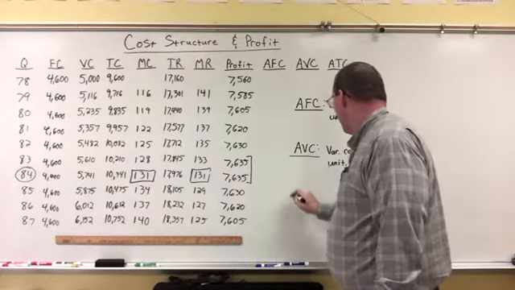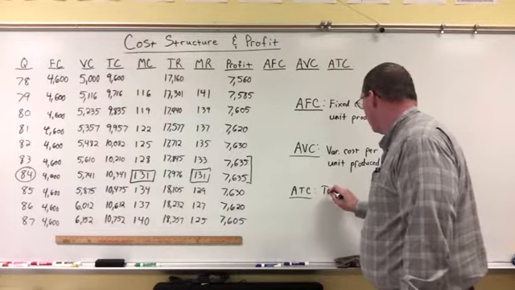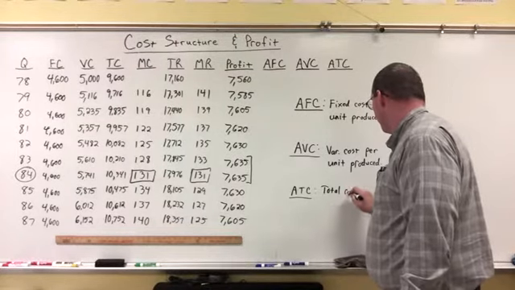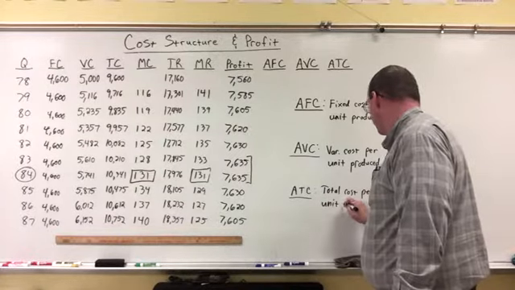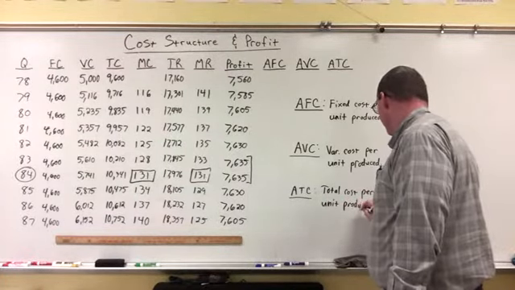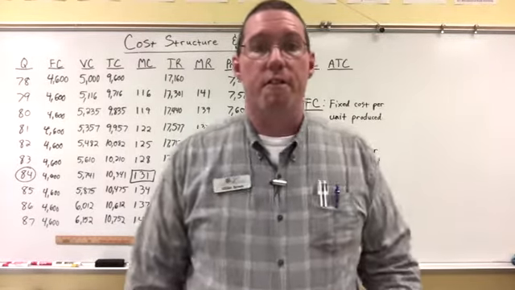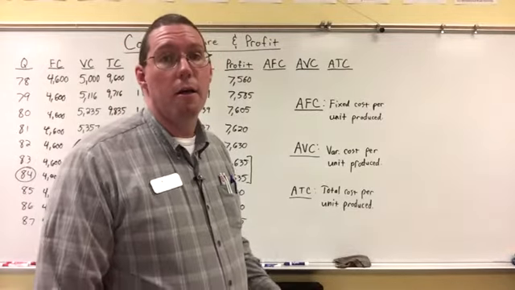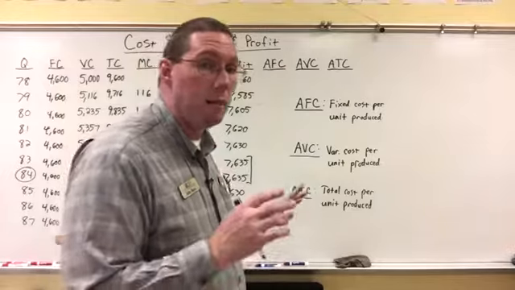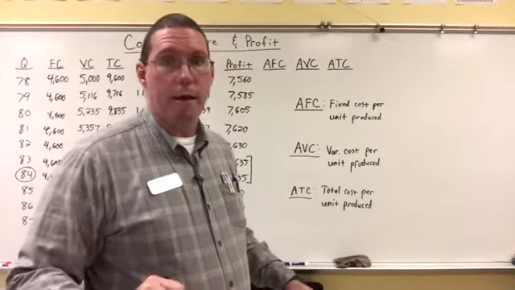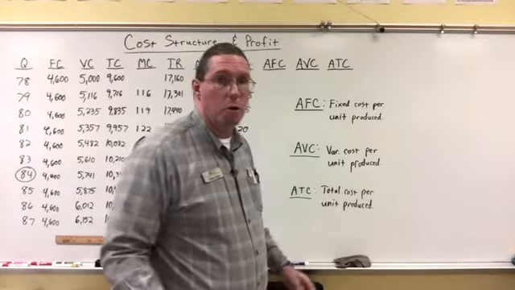And then ATC is average total cost. That is the total cost per unit produced. And these are very useful numbers. They're very useful ideas. They help us to make decisions. And you'll see in the future, we're going to come back to these a lot in the rest of the semester. We're going to see average fixed cost, average variable cost, and average total cost a lot.